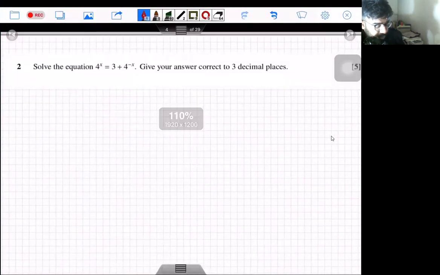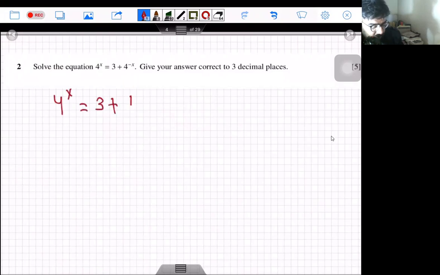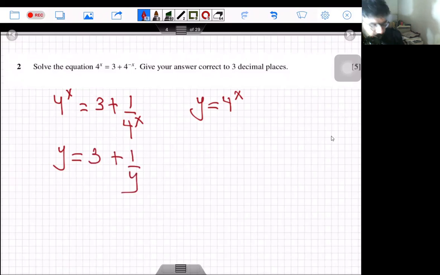Okay, so what we can do, we can rewrite this equation in this form: 4 raised to the power x is equal to 3 plus 1 over 4 raised to the power x. Now what we can do is make a substitution over here. Let's say y equals 4 raised to the power x. So the equation would be y is equal to 3 plus 1 over y. So now what we can do is take the LCM over here. Okay, and 3y plus 1 completely over y is equal to y.